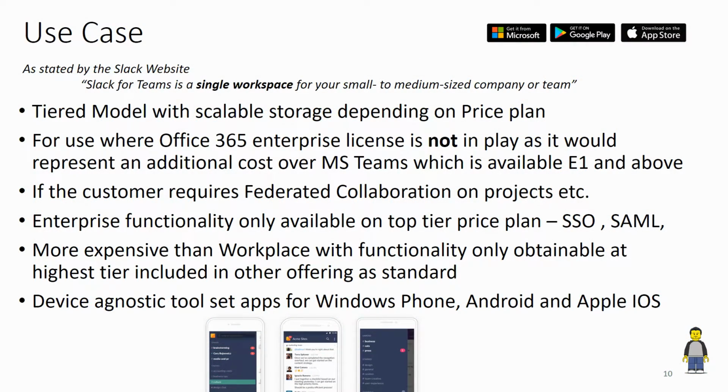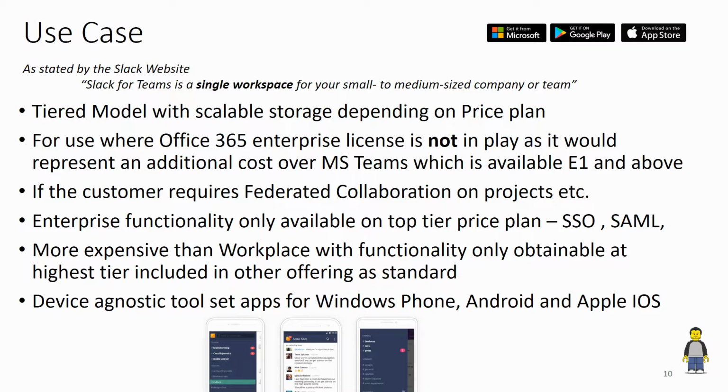So a use case. As stated by the Slack website, Slack for Teams is a single workspace for your small to medium-sized company or team. So it's got a tiered model with scalable storage depending on price plan. For use where an Office 365 Enterprise license is not in place, it would represent an additional cost over MS Teams, which is available, I believe, in E1 or E3 and above. It hasn't been released yet, so we're not quite sure. I'm going to say it's going to be E3, but I may stand corrected.